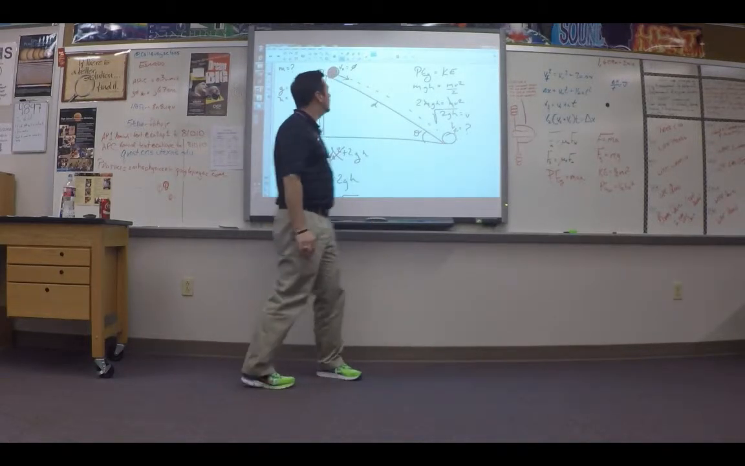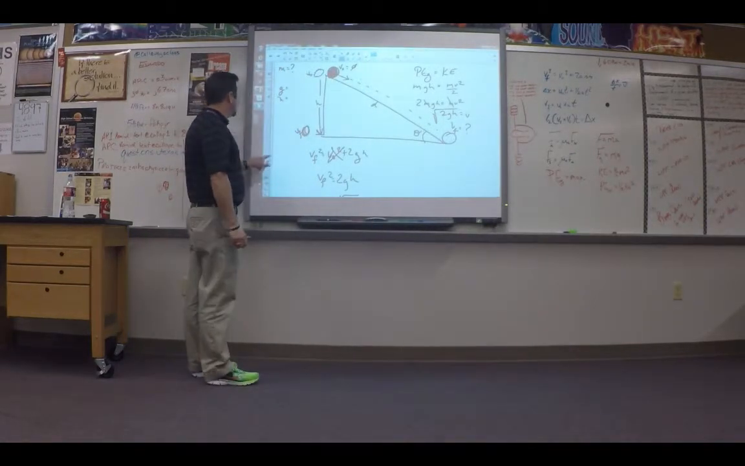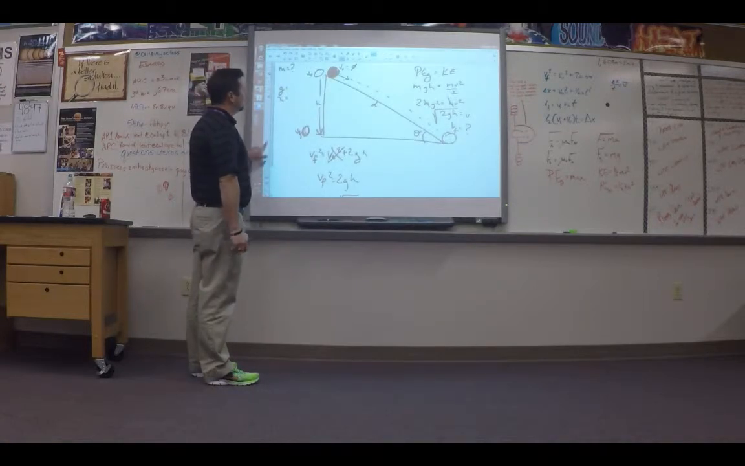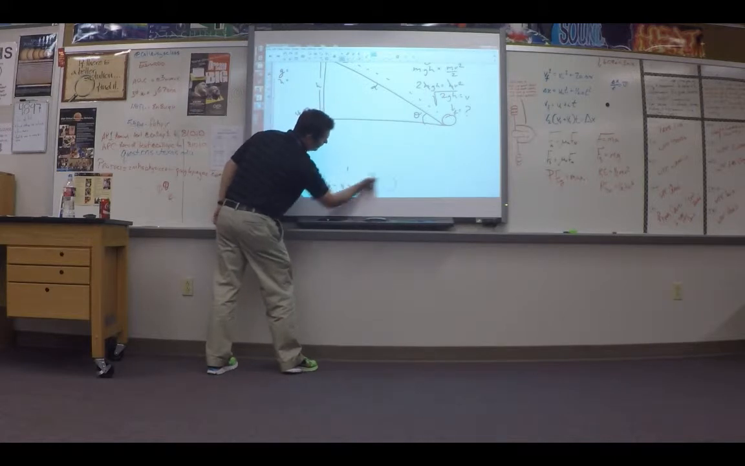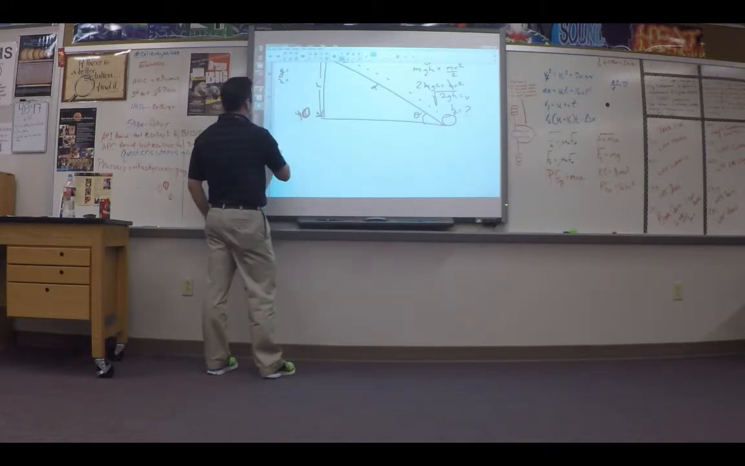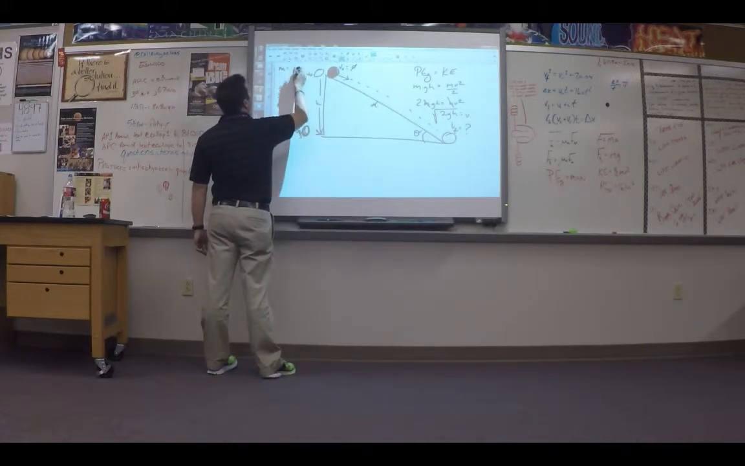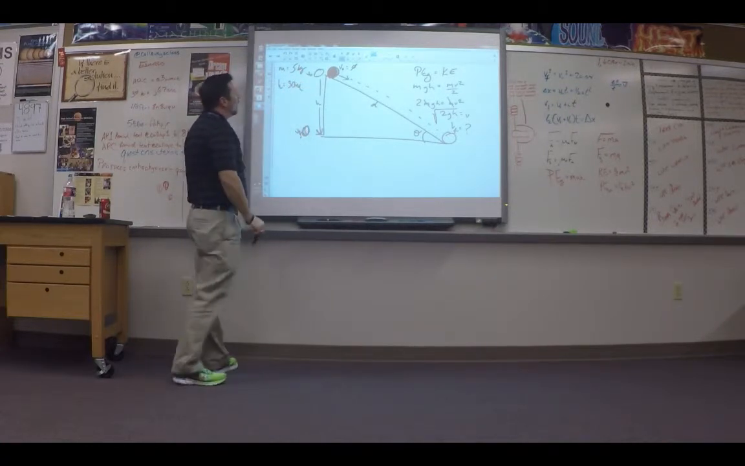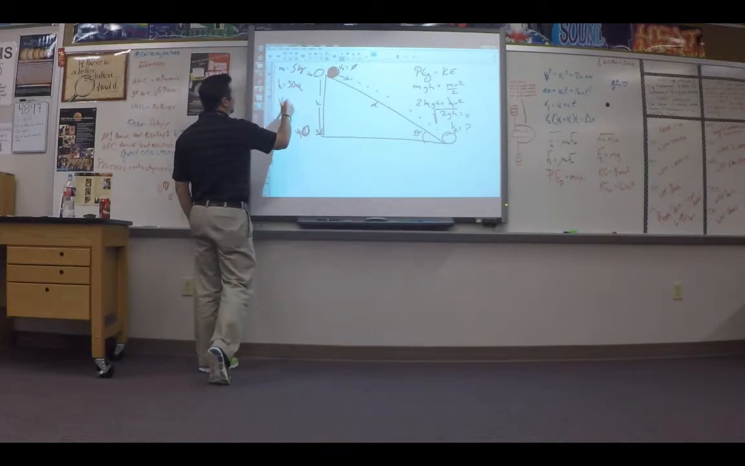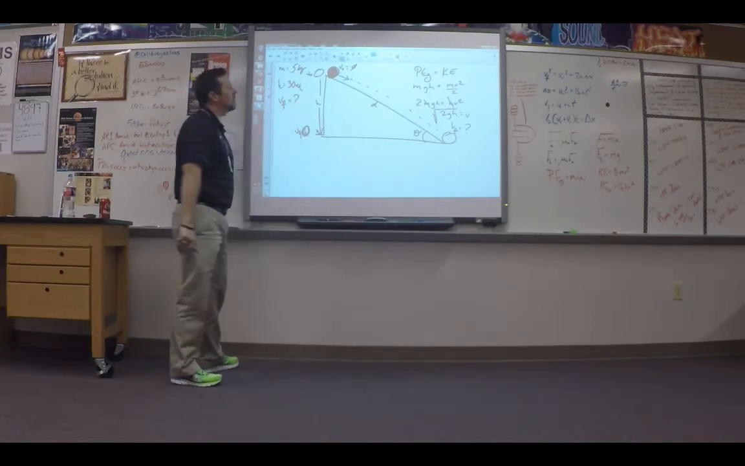Just exquisite. Okay. So let's do this with real numbers. Let's say the mass is equal to 5 kilograms. Let's say the height is equal to 30 meters. What's the final velocity of the ball when it gets down to the bottom of the ramp?